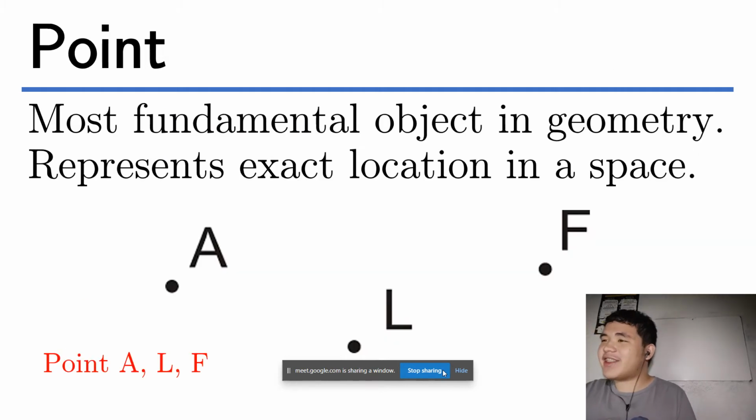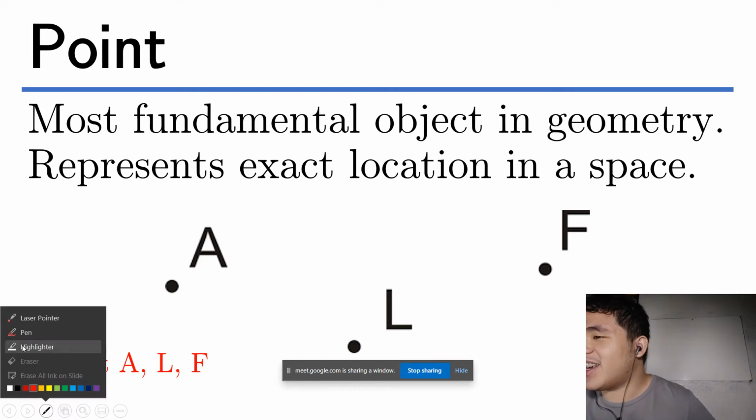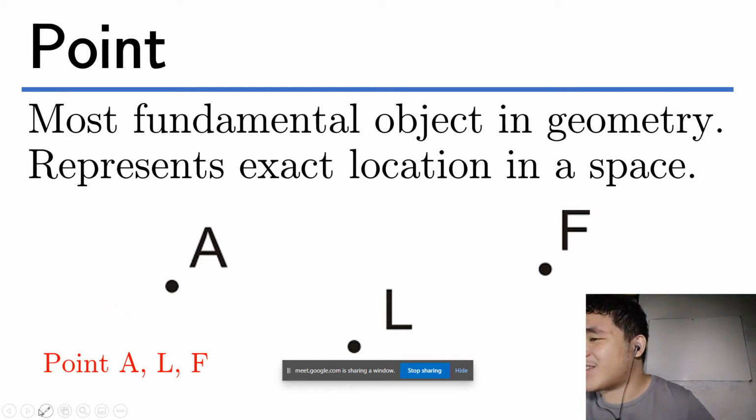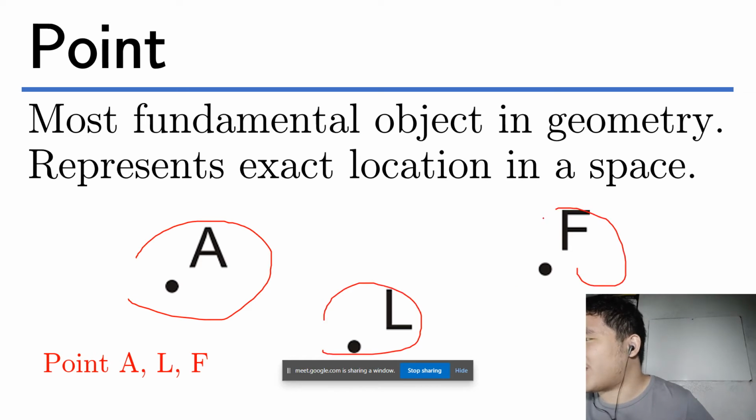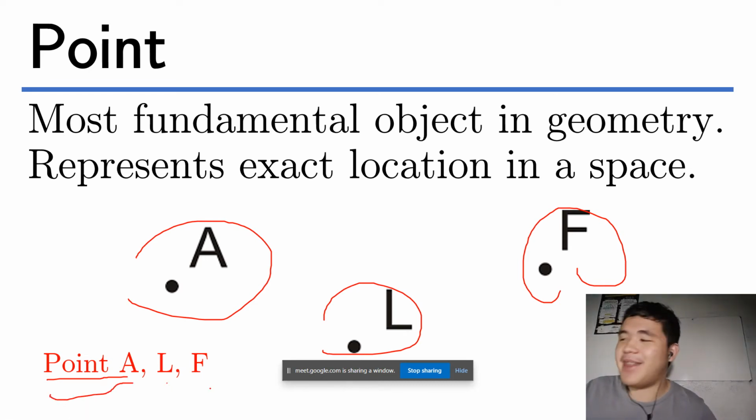So, the point is the most fundamental object in geometry. It represents an exact location in a space. So, example yan, point A is a point. It's a location in the space. Also with point L and point F. How do we name them? We just simply say point A, point L, point F. That's the only way to name them.